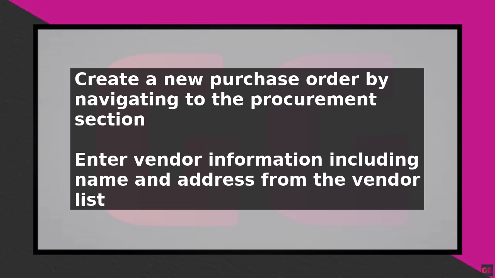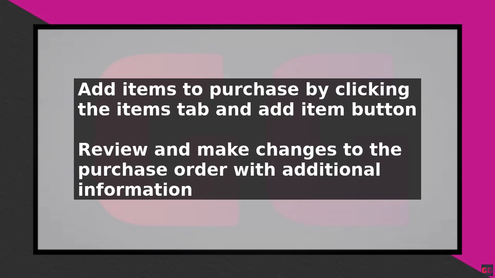Once you have added all the items, you can review the purchase order and make any necessary changes. You can also add any additional information, such as a message to the vendor or a request for a specific delivery date. After reviewing the purchase order, you can approve it.